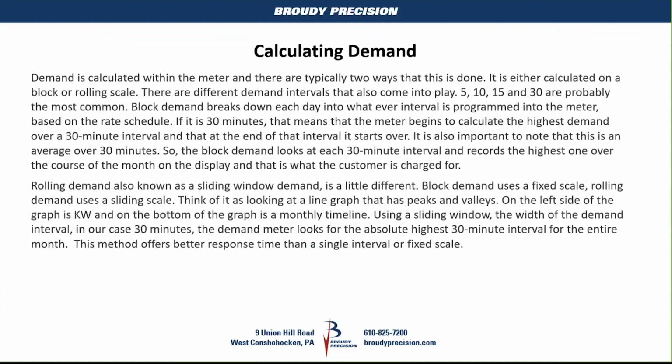And what happens in the block demand is it breaks down each day into whatever the interval is. And let's say it's 30. If it's 30 minutes, that means the meter begins to calculate the highest demand over a 30-minute interval, and at the end of the interval, it starts all over again. So let's say at 10 o'clock in the morning, it starts counting. And every time we get a kilowatt, it registers on the meter.